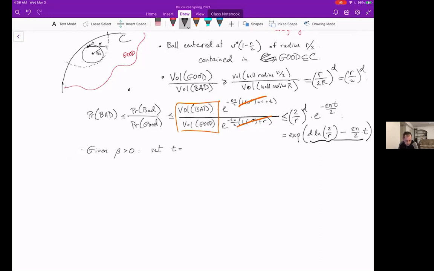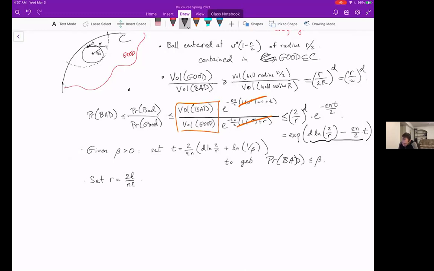And so I will set t to be 2 over epsilon n times d log 2 over R plus log 1 over beta. If you set t this way, the probability of the bad set is at most beta. And then once we do that, we can set R the way we talked about earlier, 2 over epsilon.